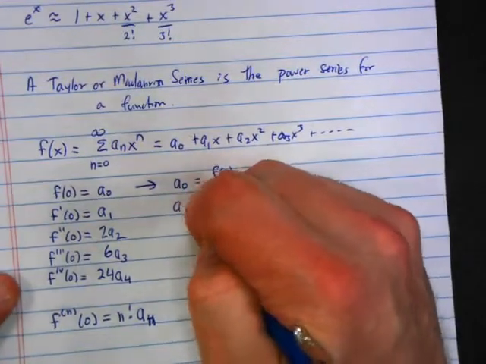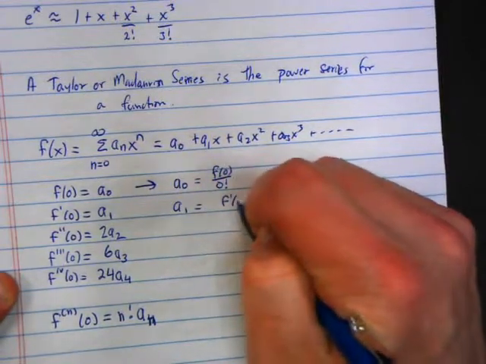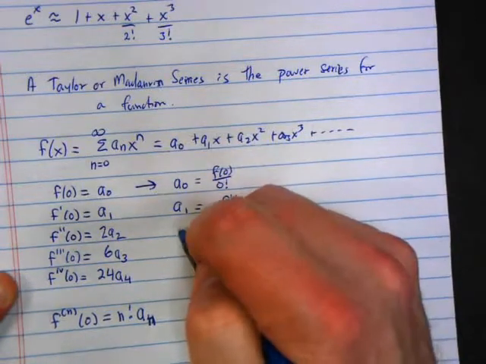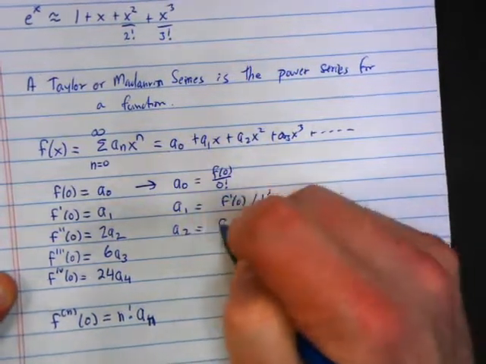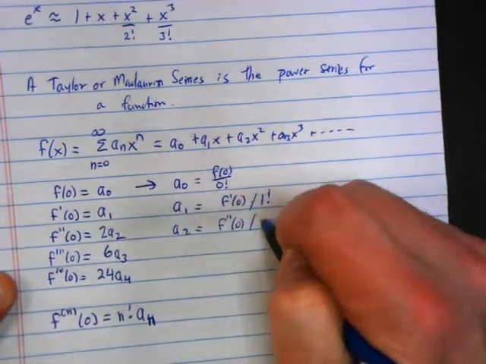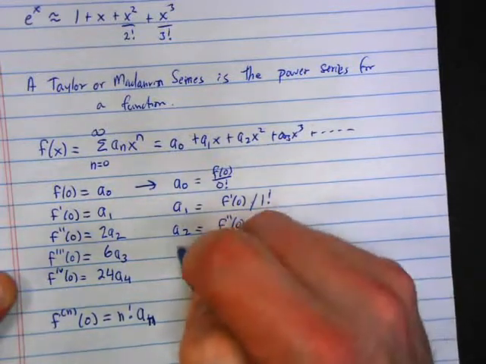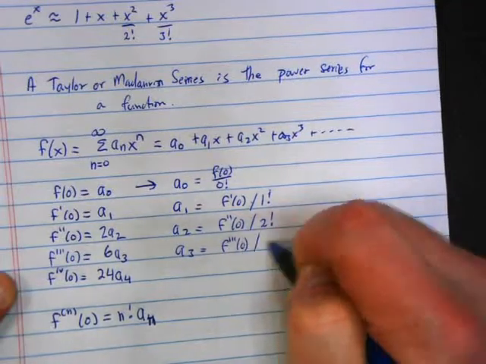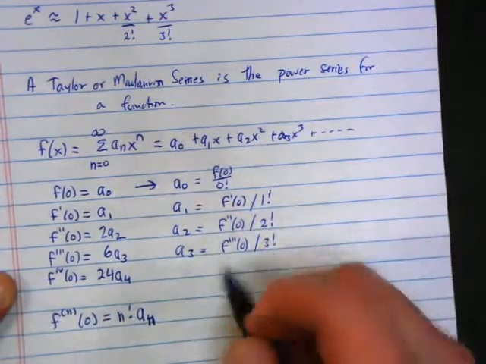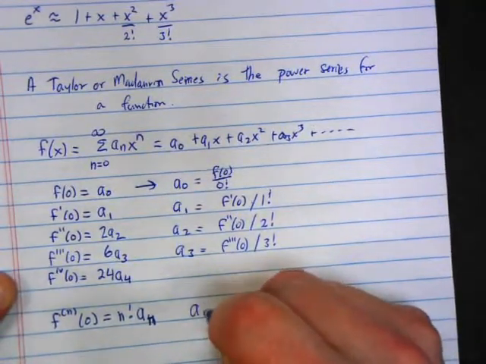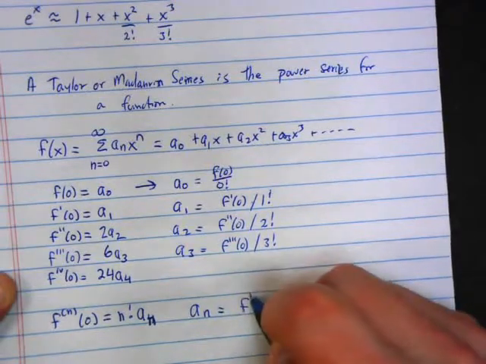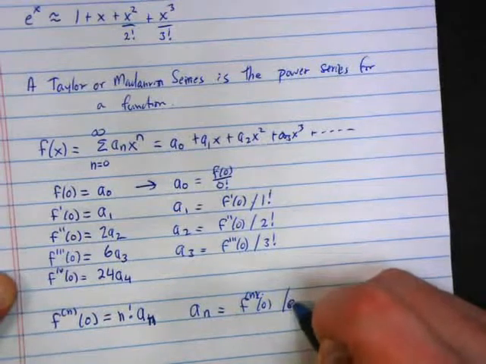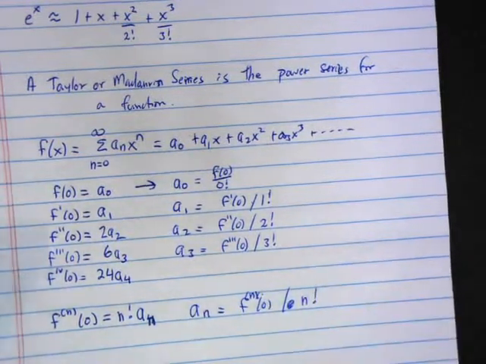A sub 1 is f prime at 0 divided by 1 factorial. A sub 2 is f double prime at 0 divided by 2 factorial, so on and so forth. A sub 3 is the third derivative at 0 divided by 3 factorial. In general, a sub n is the nth derivative at 0 divided by n factorial.